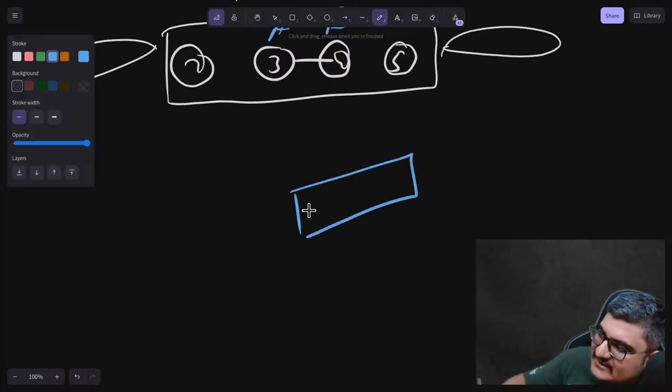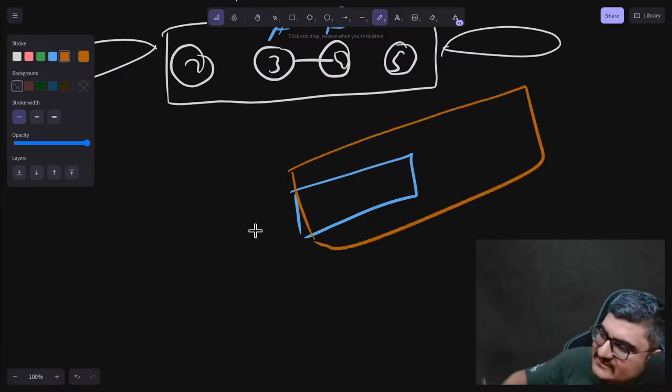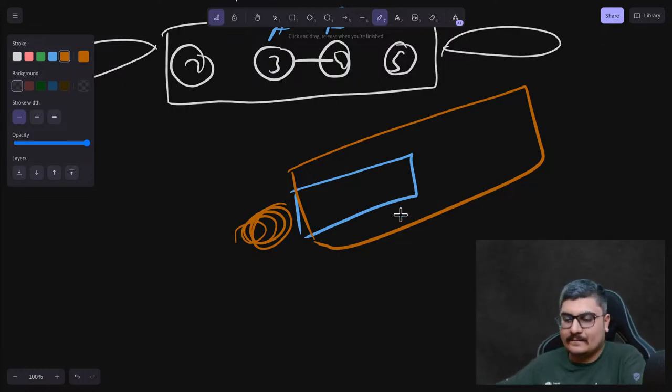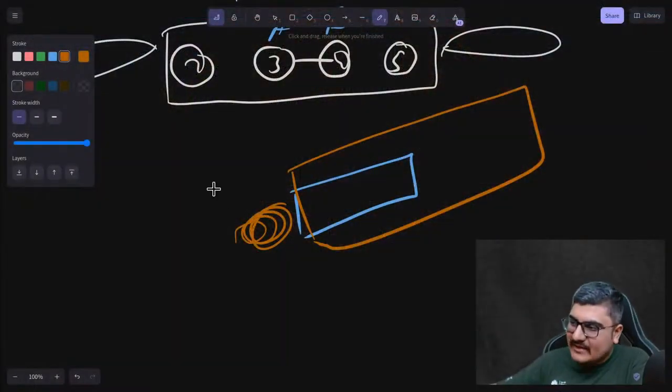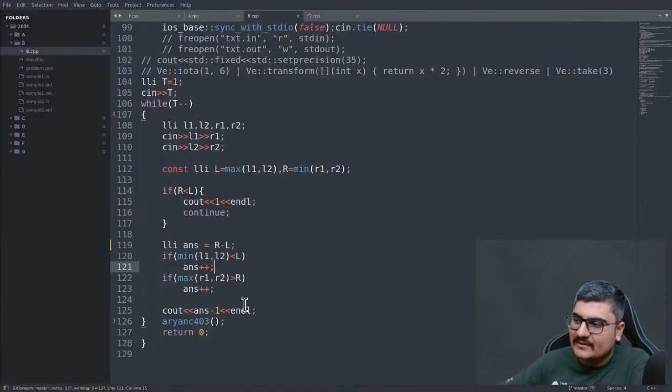Basically, let's say this is Alice's places, and this is Bob's place. In this case, we don't have to delete an extra road from this side. So only if Alice can stand at a place less than the common area, one of them, then do answer plus plus. Similarly for the right case.